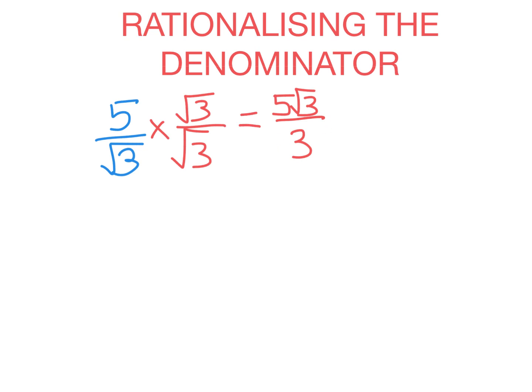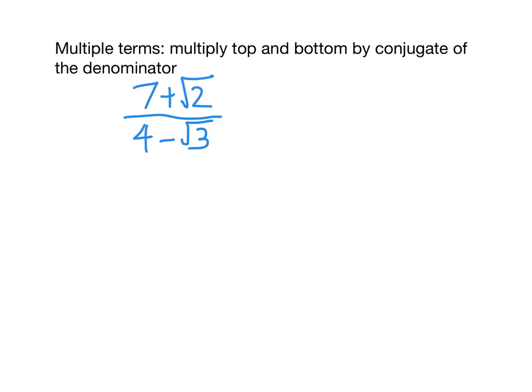All right, let's look now at a more complicated example. So let's say we have something like this and we want to rationalize the denominator. See, 4 minus root 3 is an irrational number. We need to times this by something in order to make it rational. So what can we do?